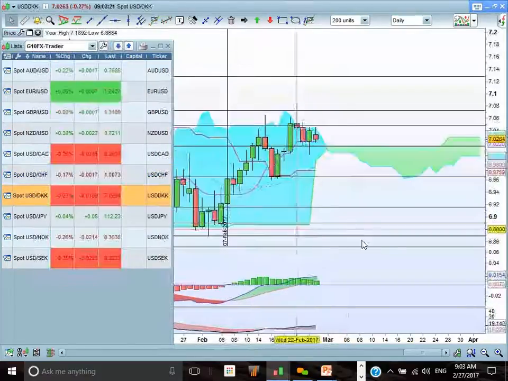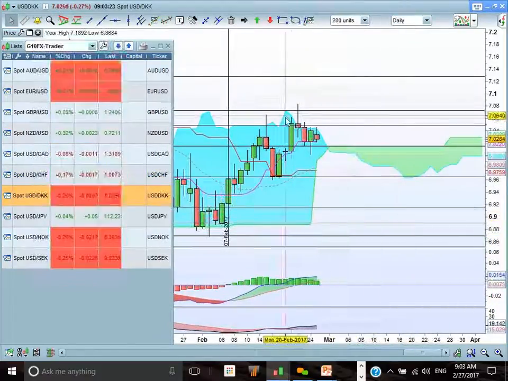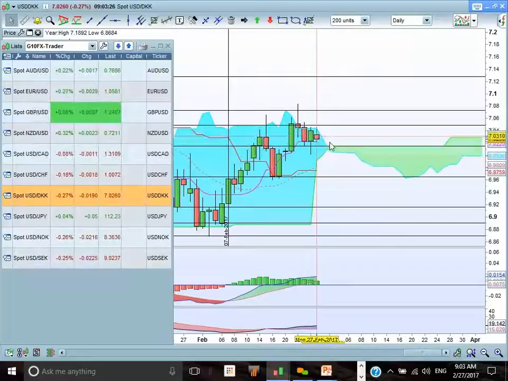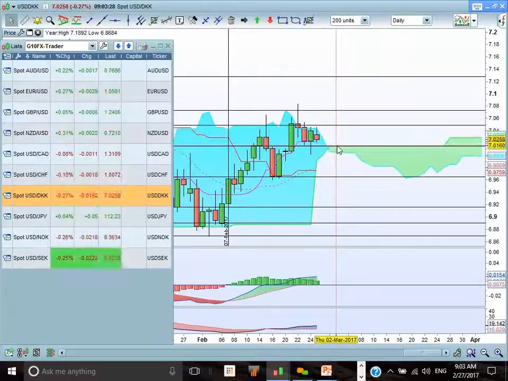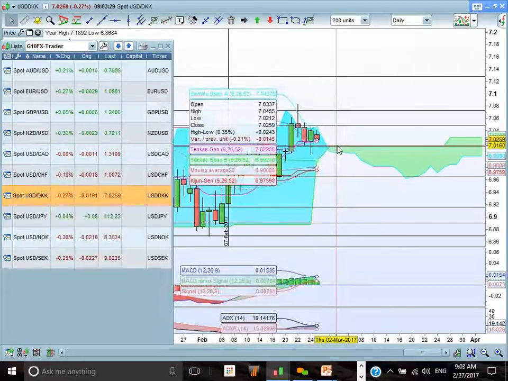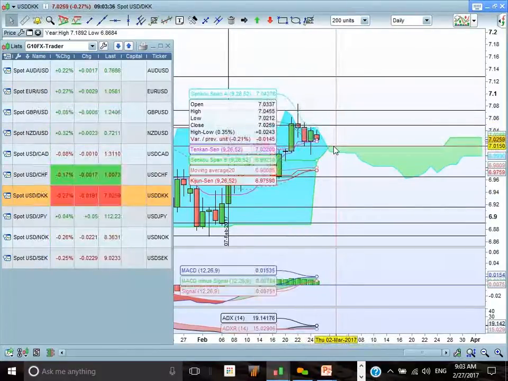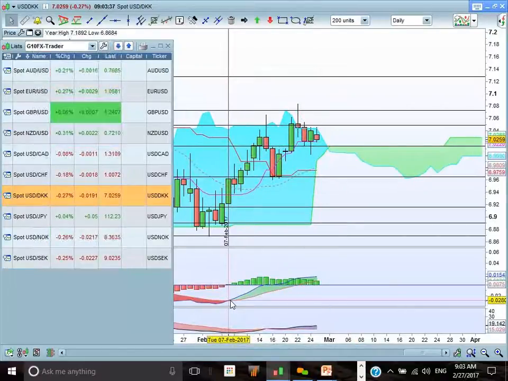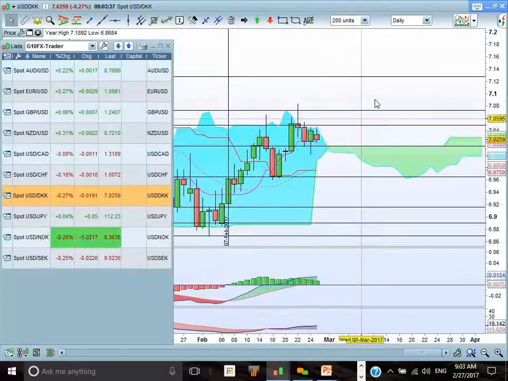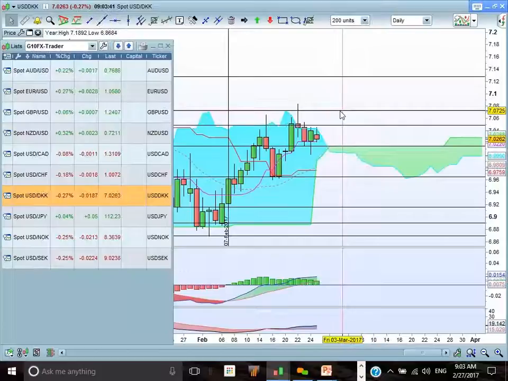US dollar Danish krone fighting resistance at the top end of the cloud. Significant support here is at 7.0160. If it manages to break through this cloud chart resistance, that should be the support zone. We still have a MACD buy signal in place, so the upside potential is the top end of the cloud chart resistance here, as well as these old highs.